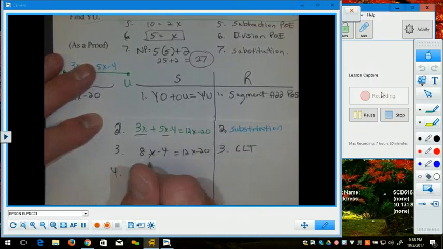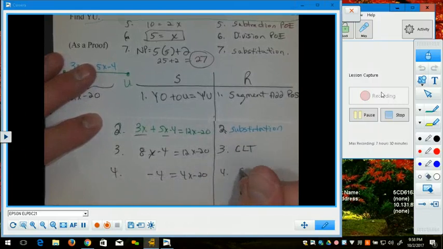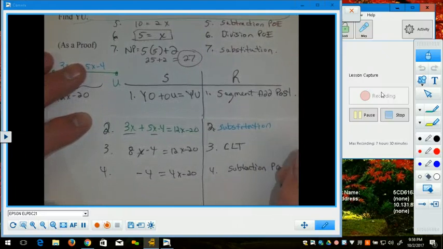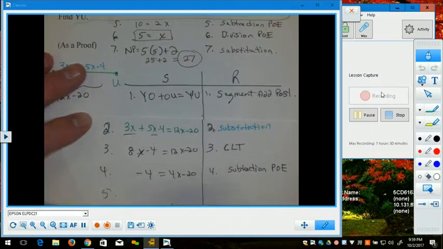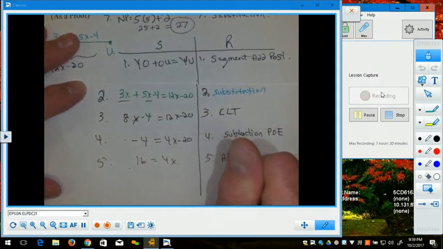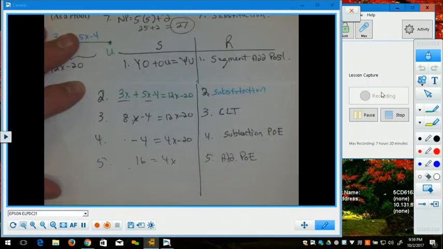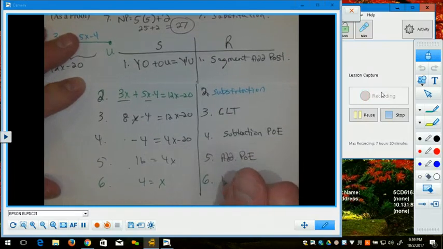Now I'm going to get my variable to one side by subtracting 8x from both sides. That leaves me with negative 4 equals 4x minus 20. I got that by using the subtraction property of equality. It is one that we have to write out, unfortunately, so we don't confuse it with substitution. Next, I'm going to add 20 to both sides. This is going to give me 16 equals 4x. So for my fifth line, that's my equation. To get from line 4 to line 5, I added 20, so I used the addition property of equality. And lastly, in the solving process, I'm going to divide by 4, giving me 4 equals x. And we divided, so we used the division property of equality.